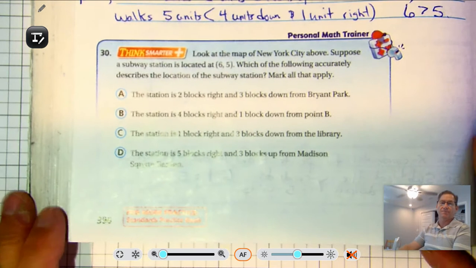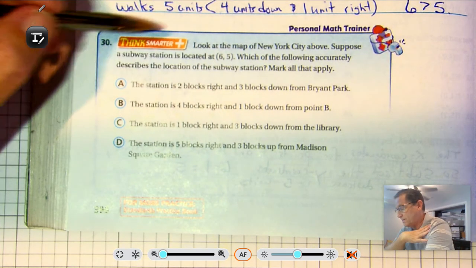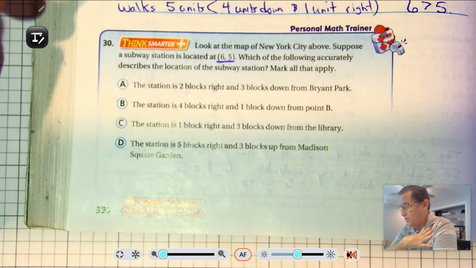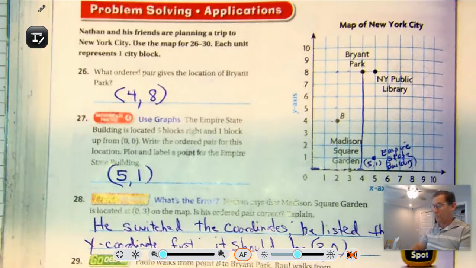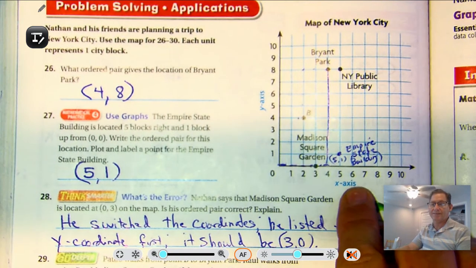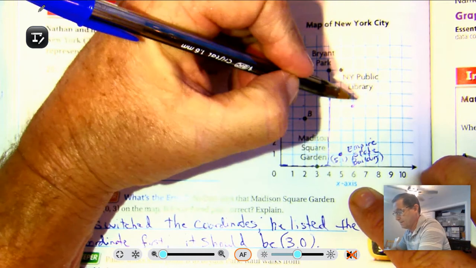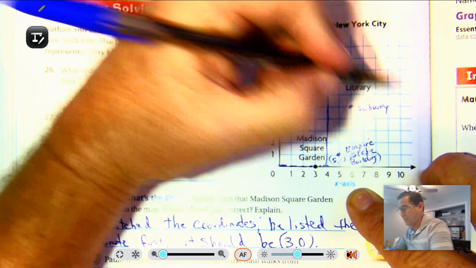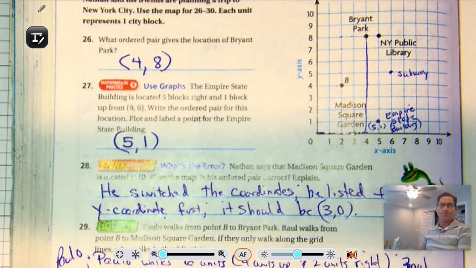All right, number 30. Look at the map of New York City above. Suppose a subway station is located at 6, 5. Which of the following accurately describes the location of the subway station? Mark all that apply. Okay, so let's go ahead and put in the subway station. So go 6 and up 5. And I'll just write subway in here. All right. So the subway is located at 6, 5.